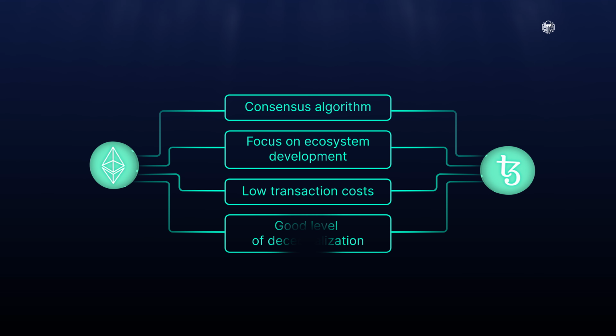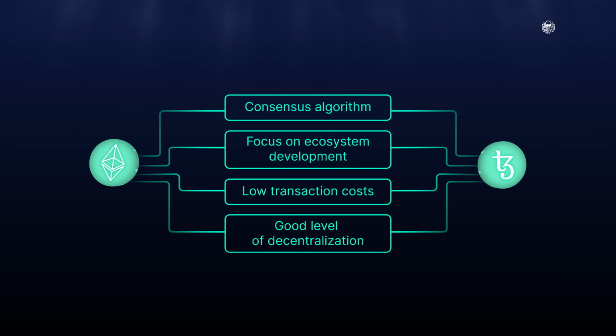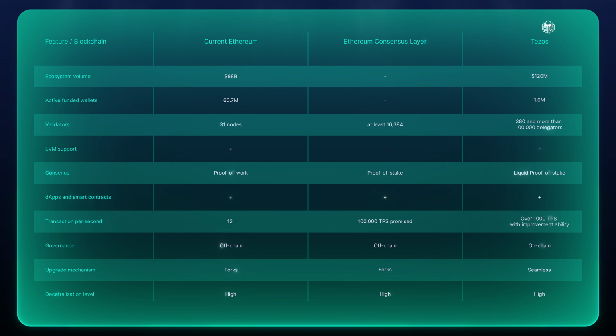The Ethereum consensus layer and Tezos look similar but have several fundamental differences. Common features include a consensus algorithm, a focus on ecosystem development, low transaction costs, and a good level of decentralization. However, when choosing the winner of this race, it is worth noting that the Ethereum consensus layer has not been fully implemented yet, not even by 50%, and the final result may differ from what was expected. At the same time, Tezos, thanks to its seamless upgrade mechanism, can be updated easily and may undergo significant changes when the Ethereum consensus layer is released.